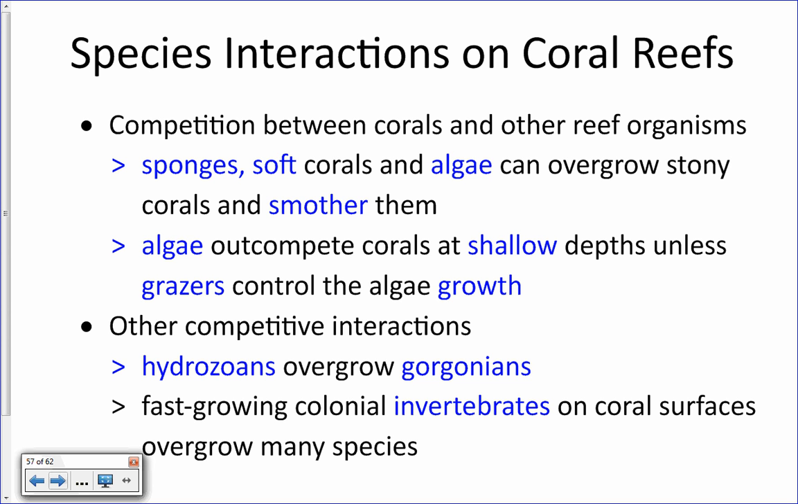So you have hydrozoans and gorgonians that will grow over each other. And then you'll have other invertebrates that grow really fast. Algae would grow pretty fast and probably smother the reef and kill it if it weren't for things that eat the algae and keep it in check. Okay, so things that eat algae help to keep it in check and make sure the coral survives. So that's good.